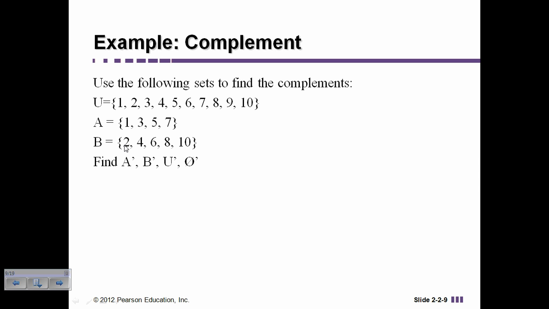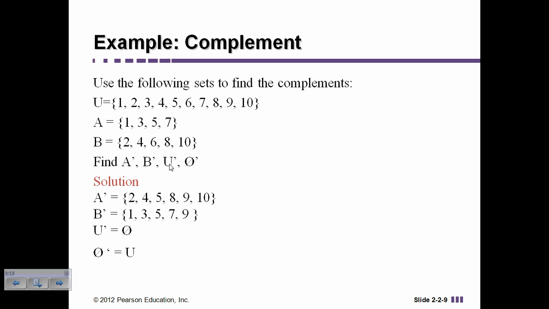Same thing for B prime. If I take out the elements 2, 4, 6, 8, and 10 from the universal set, the elements that are left are B prime. So that would be 1, 3, 5, 7, and 9. U prime means take all of the elements of the universal set and eliminate them. So that would be the null set. And the complement of the null set would be the universal set. So those are two notations that you may need to be familiar with.